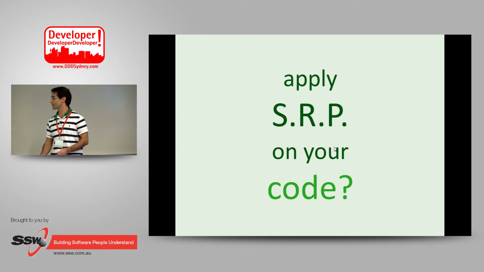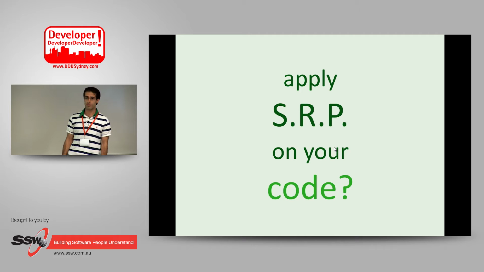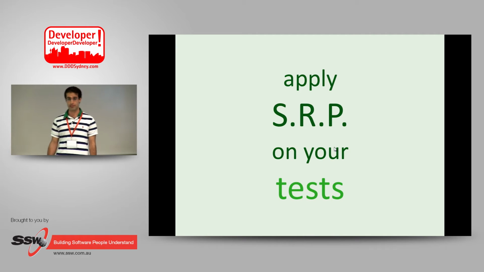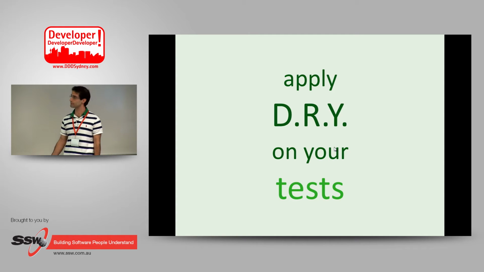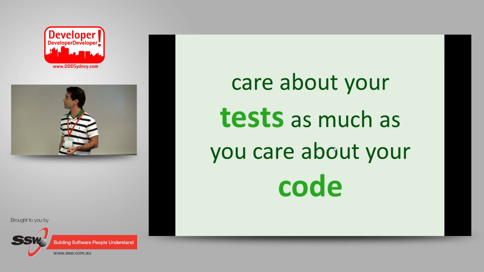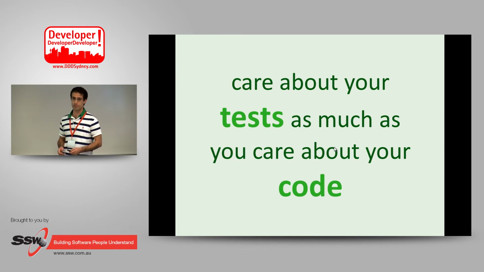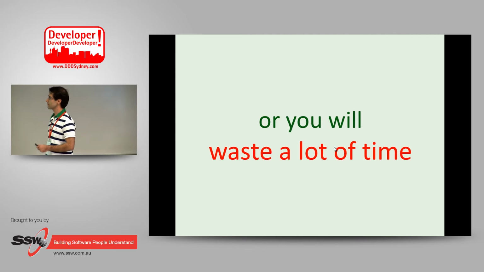We all apply single responsibility principle in our code. And that's to make it more maintainable, to make it more readable. Why can't we apply the same thing on our test? It's still code, and you still have to maintain it. The same is for do not repeat yourself. And the idea is that you have to care about your tests as much as you care about your code. Otherwise, you'll end up spending a lot of time maintaining them, and you may actually fail at that because you're spending too much time on your tests.